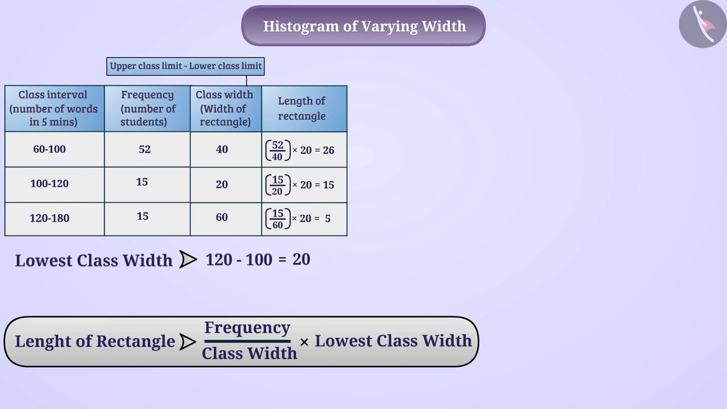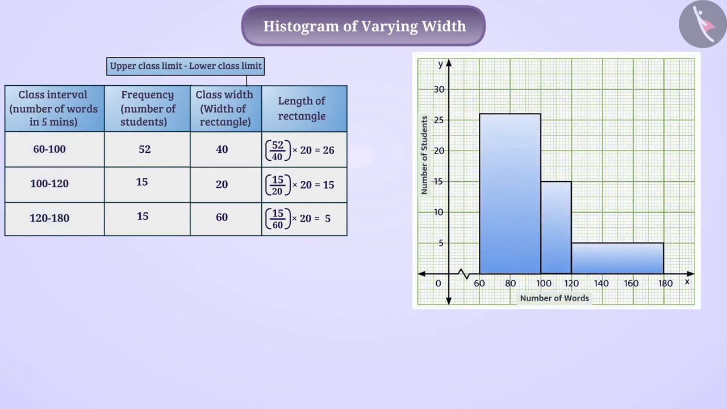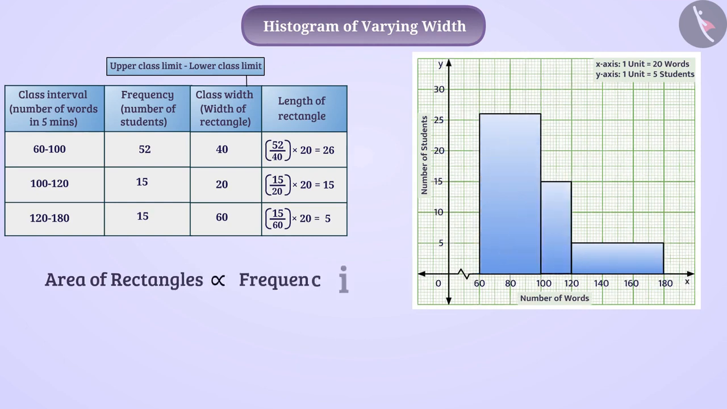Now, we will draw rectangles with a suitable scale for each class interval. Here, we have taken 1 unit is equal to 20 words on the x-axis and 1 unit is equal to 5 students on the y-axis, from which we have obtained the histogram in this way. Now, you stop the video and find out whether the area of rectangle in this histogram is proportional to the frequencies or not. Try it. You must know that now the area of rectangles is proportional to frequencies.